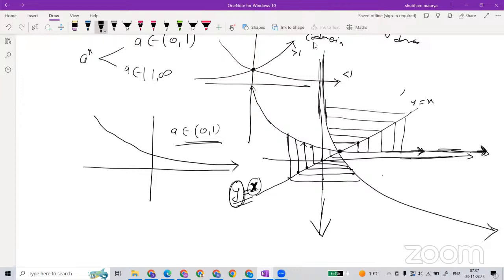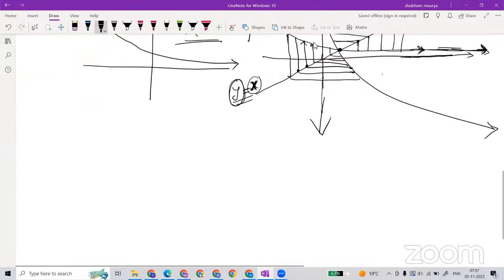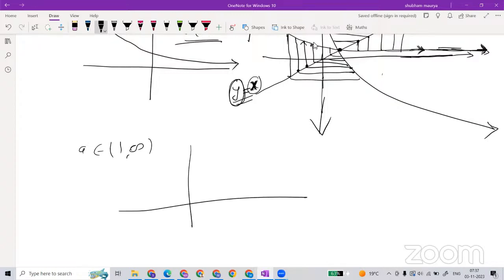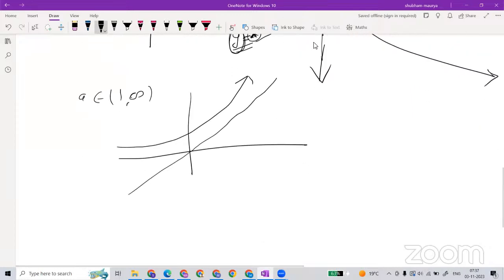It is complex here if a is less than 1, okay? But it is very easy when a is greater than 1. A belongs to 1 to infinity. So in this case, the exponential is this one, and this is the line. Now the same everything will follow. If it is lying on the positive side, then this will also lie on the positive side of the x-axis. So it will go like this.